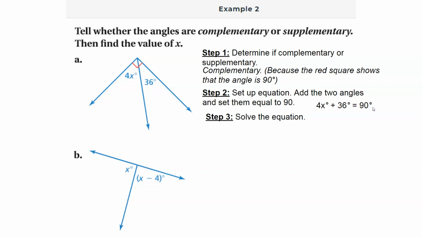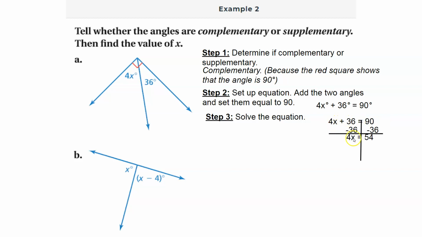Step 3 is to solve the equation. So we start out by just writing it without the degrees. We draw a line down the middle of the equal sign. Now this is a two-step equation. So remember, to solve two steps, we have to move whatever is added or subtracted first. So that's our 36. We look in front of the 36 and it's a plus. So to solve, we have to subtract. So we subtract 36 from both sides.